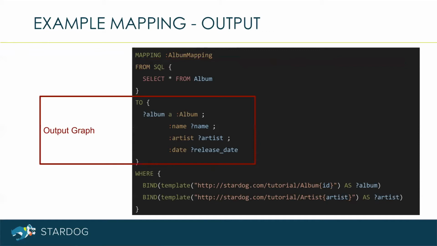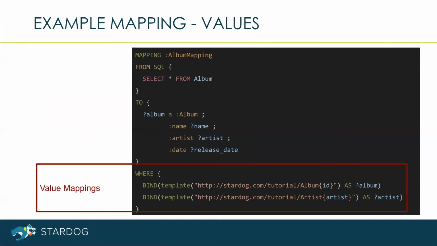When I select from the album table, I'm going to get things like name and release date, which are columns in that table directly, so I can just reference them directly as variables. But I also need to make my album IRI and my artist IRI, which happens down here in the value mapping. I take ID, which is a column, and artist, which is the 4th column, and I can bind those to IRIs, stardog.com/tutorial/album, whatever the album ID is, call that album the variable, and I can use that in my mapping.